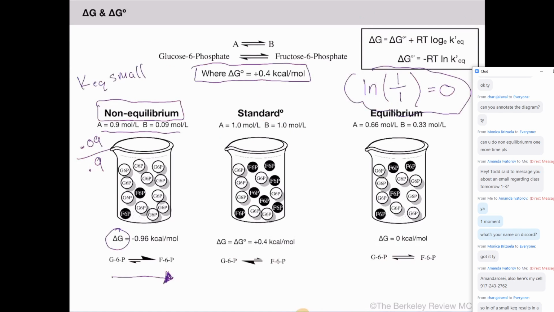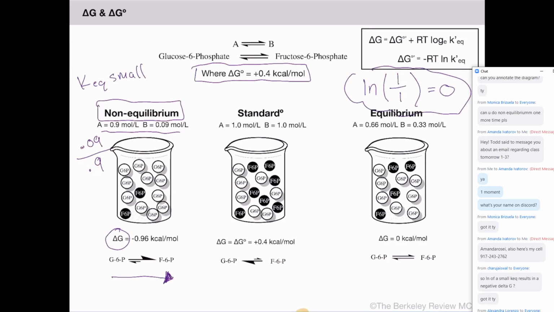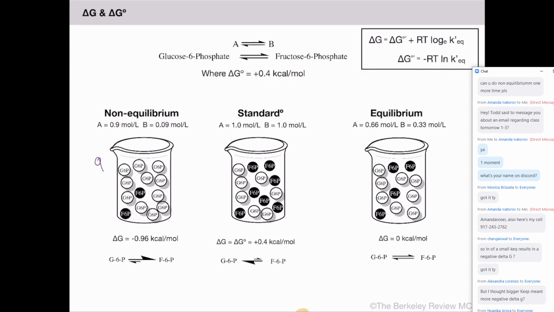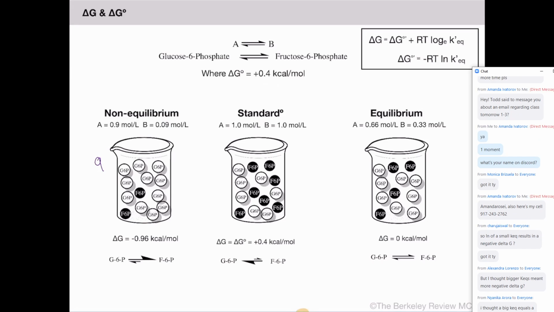To summarize, if delta G naught is equal to 0 and KEQ is equal to 1, A and B favor neither direction. If delta G naught is less than 0 and KEQ is greater than 1, products are favored. And if delta G naught is greater than 0 and KEQ is less than 1, reactants are favored.